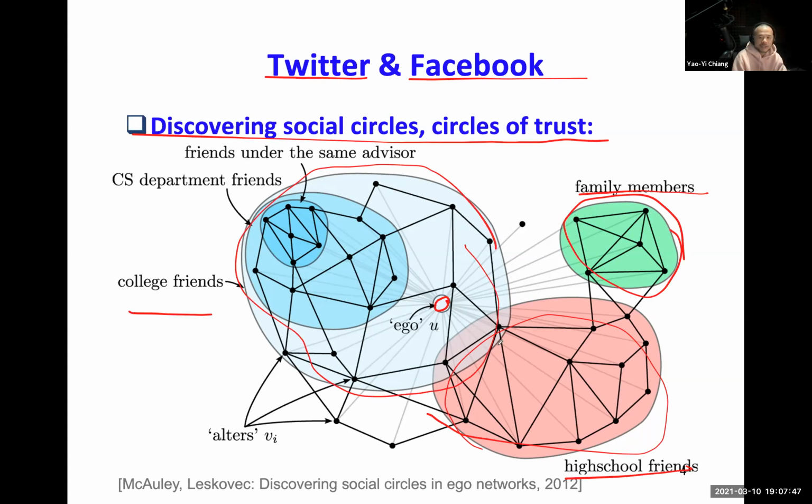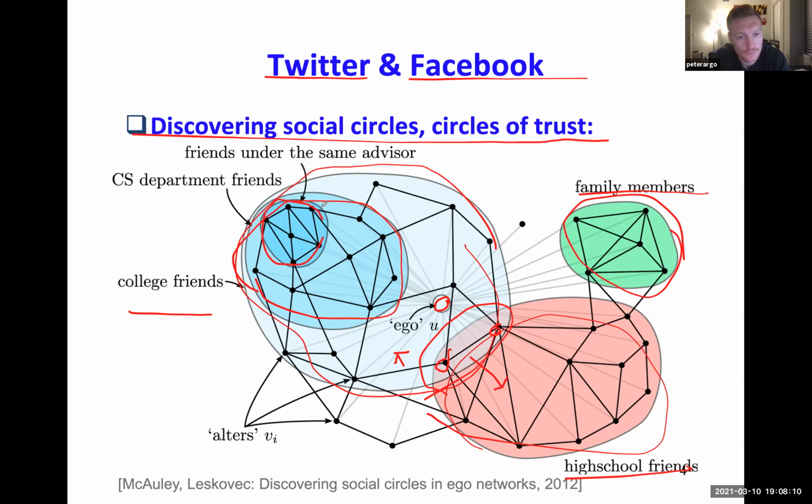And something interesting here is these two clusters have overlaps, and these two nodes both belong to your high school friends, also your college friends, right? And within your college friends, you also have a small, even more densely linked cluster. This could be your computer science friends, and an even smaller one would be all the friends under the same advisor, right?